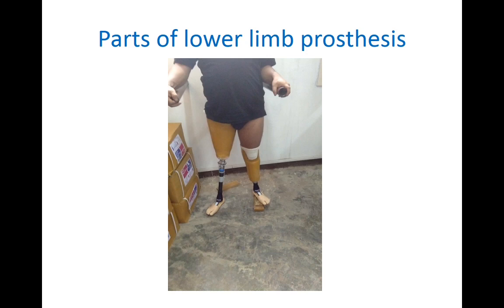In this case, you can see on the left side, that's a below knee prosthesis. You can see a kind of groove right below the knee on the socket part. That's the patellar tendon.